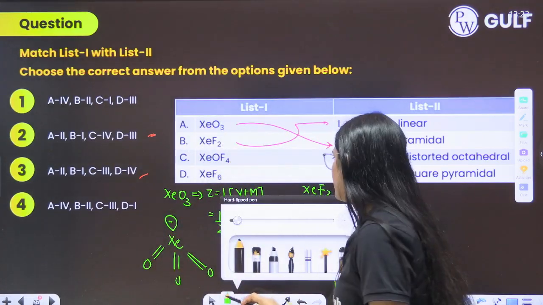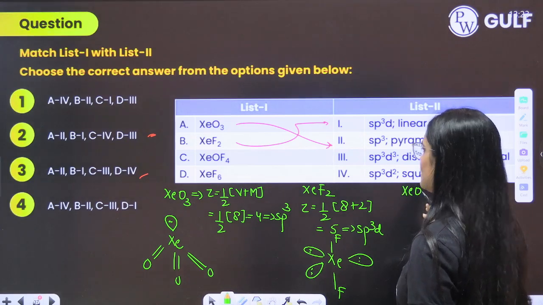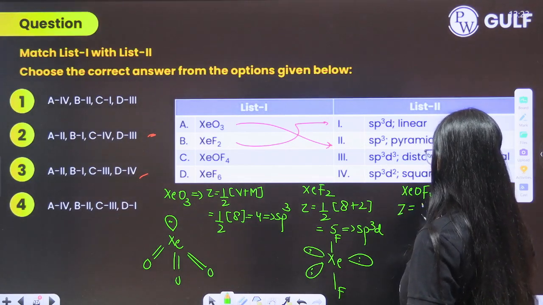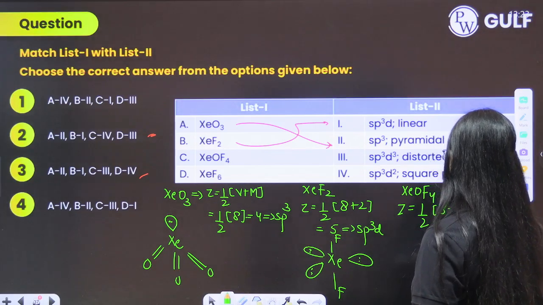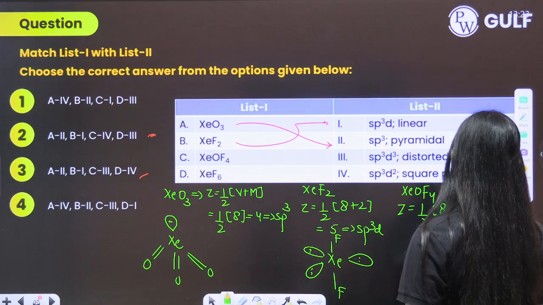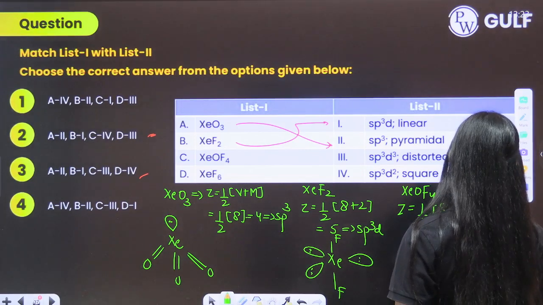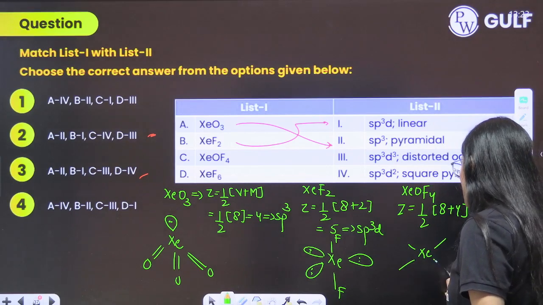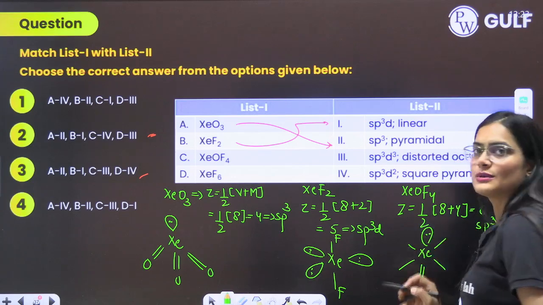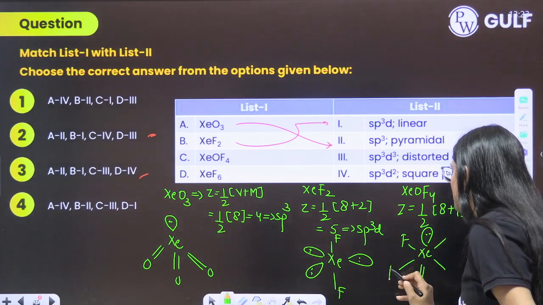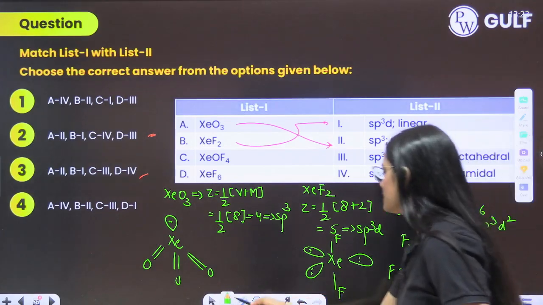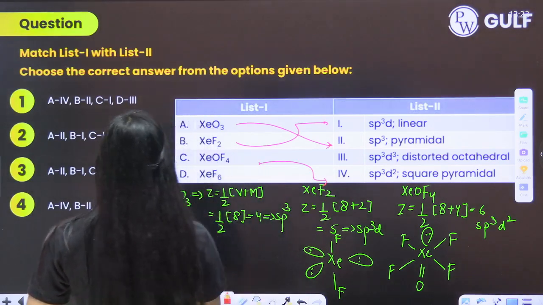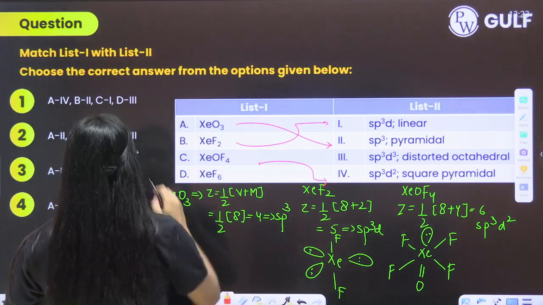Let's talk about the C part. In case of C, you have XeOF4, and in XeOF4, let's find out Z. Half 8 plus monoatomic atoms are 4, so this would be 6. That means hybridization here would be sp3d2. And if I talk about the shape, XeOF4 would be square pyramidal. I'm sure the bottom part is visible, so this would be square pyramidal. So yes, it is matching with option C, which is matching with 4. So that is why here option number 2 is the right answer.